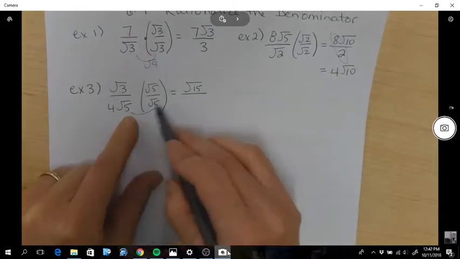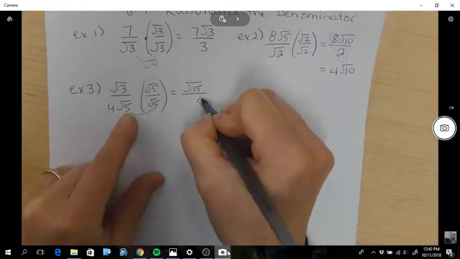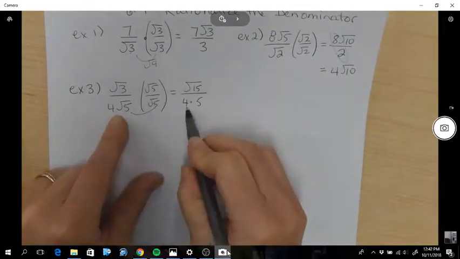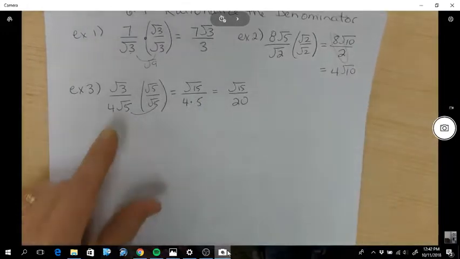And now this becomes root 5, just a 5, and I still need to multiply by 4. So this is root 15 over 20. Let's go to the stage.